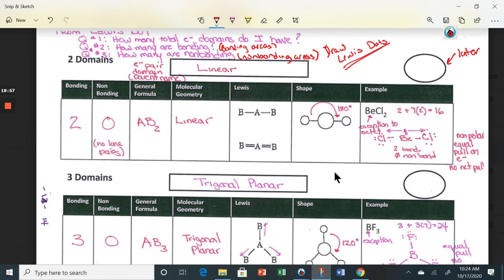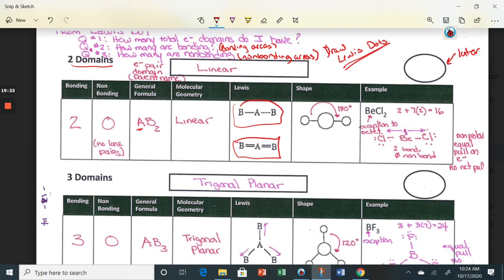So when we have 2 domains, no non-bonding, we are in a 2-domain E domain. That parent name is linear. And the only structure you can have is this thing called AB2. I have a center atom, and then I have 1 on either side. So if I draw it, it looks like this: center atom with 1 on either side. You can also have a double bond. That's also what you'll see. The bond angle between these is 180 degrees because it's a line.